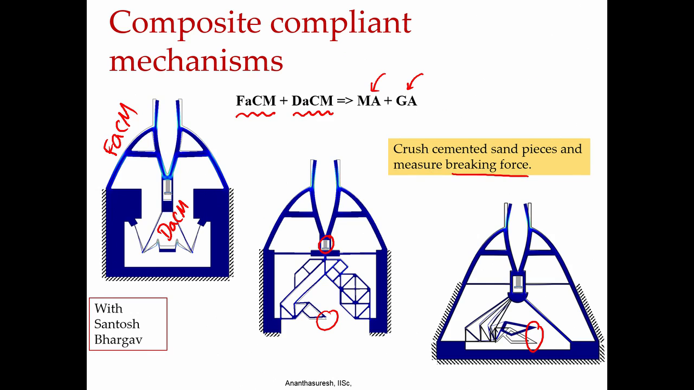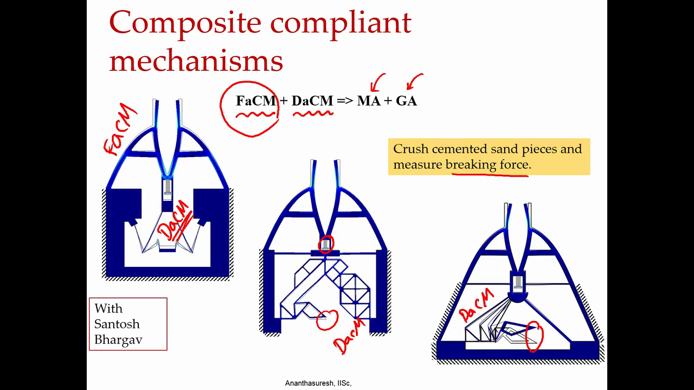So, here functionality wise there are 2 distinct functionalities. One is by hand we should be able to apply force, and FACM generates a lot more force to crush a cemented sand specimen. Afterwards, in order to see how much force has been applied, we also have the DACM. So, these are all DACMs, displacement amplification compliant mechanism, that shows you some displacement which you can measure visually or otherwise to know how much force we have applied. So, this is a new way of doing composite compliant mechanism to achieve some interesting functionality.